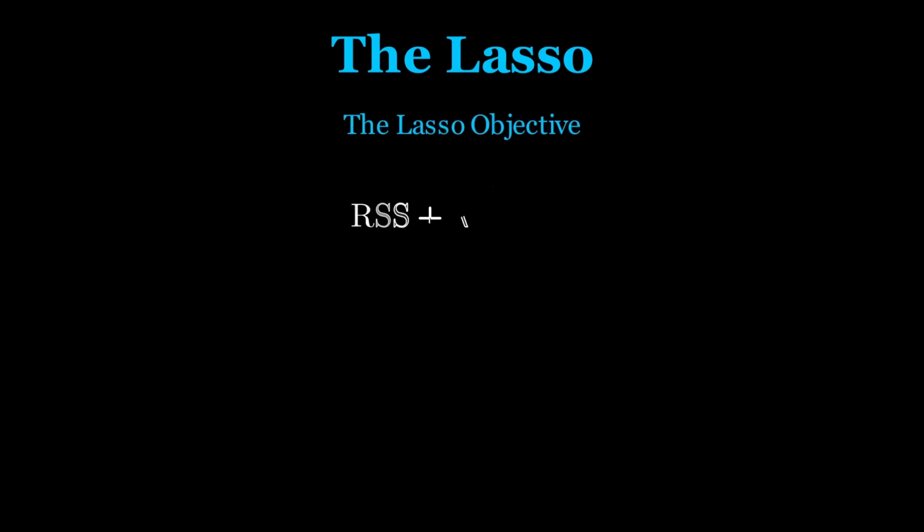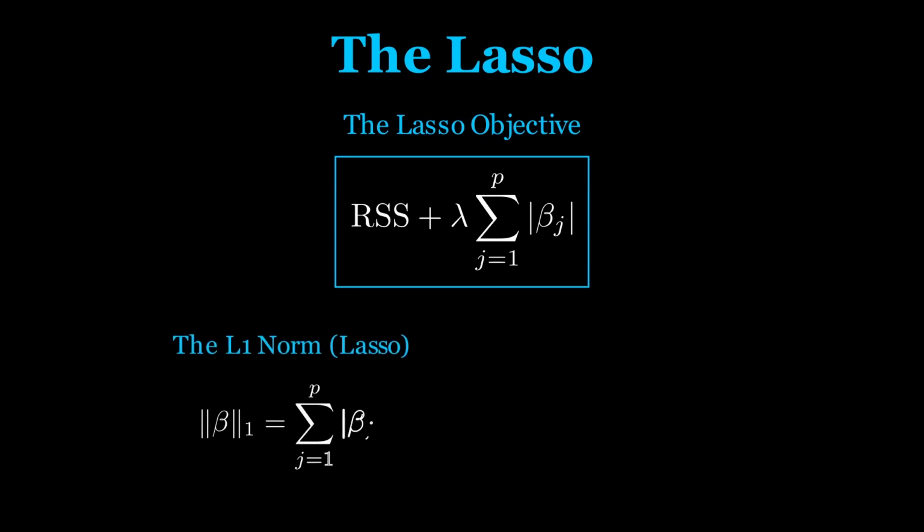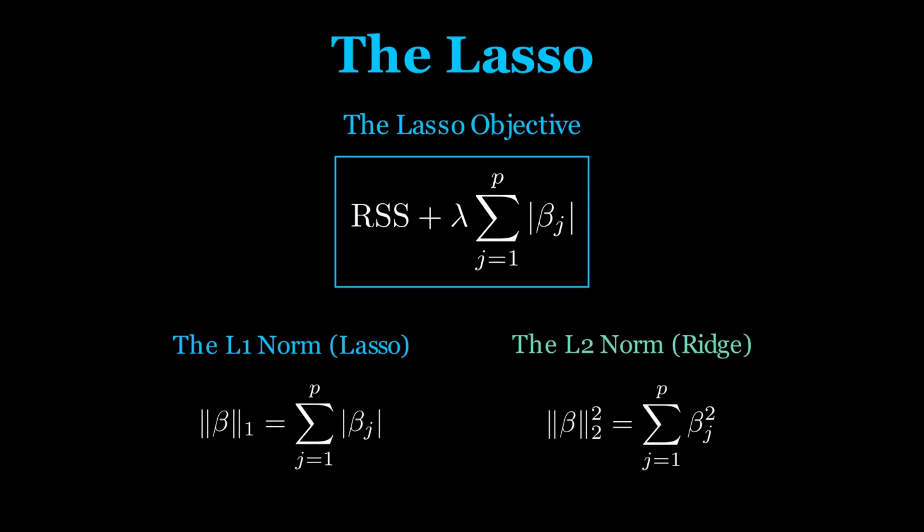The lasso uses a different penalty called the L1 penalty. The lasso coefficients are obtained by minimizing the RSS plus lambda times the sum of the absolute values of the coefficients. The L1 norm of the coefficient vector is simply the sum of the absolute values of its components. This contrasts with the L2 norm used in ridge regression, which instead sums the squared coefficients.